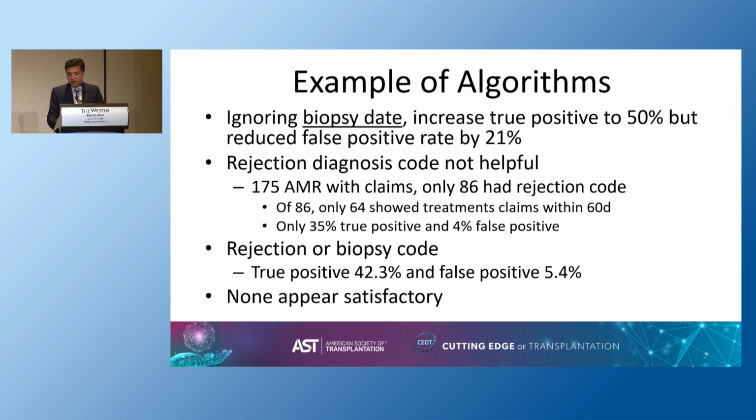Of the 175 AMRs with claims, only 86 had a rejection code. So obviously, they were coding for other things that were going on at that time, and rejection wasn't one of the things that stood out. So of those 86, only 64 had treatment claims within that 60 days. So we were really left with a 35% true positive rate and 4% false positive rate, even when using this combination of rejection codes. So we said, what if we just use a rejection code or a biopsy code, and brought the true positive up a little bit, 42.3%, but the false positive also went up to 5.4%. So in the end, we were not satisfied with finding AMR using claims data.